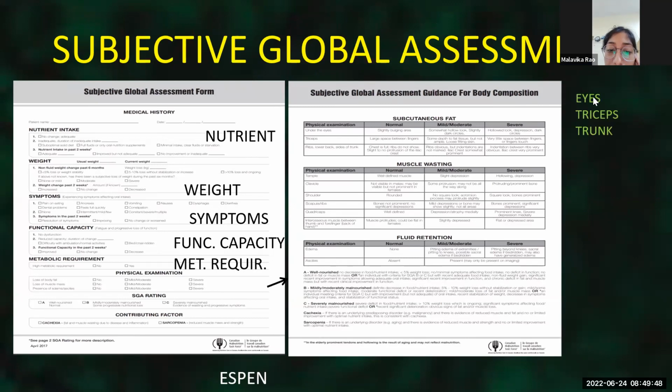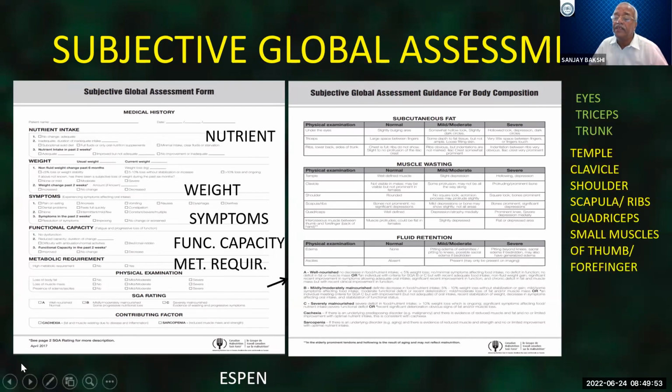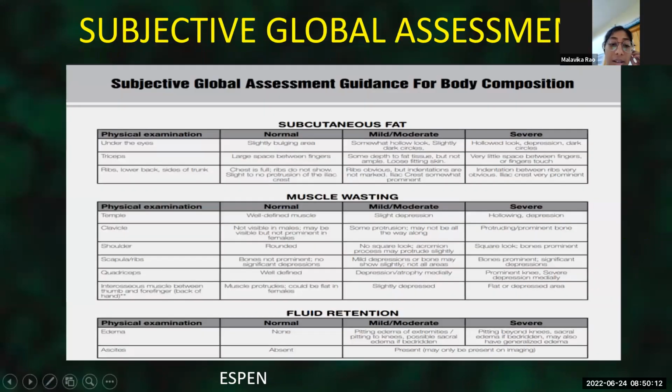You assess subcutaneous fat, and where do you see subcutaneous fat? Eyes, triceps, and trunk. Where do you see muscle wasting? We've already seen the mid-arm, but you can see it at the temple, clavicle, shoulder, scapula and ribs, quadriceps, and particularly the small muscles, the dorsum of the space between the thumb and the index finger. Okay. So these are, and fluid assessment. You're right in saying, you mentioned once, how do you assess proteins? You assess it either by edema or the presence of ascites. Okay, so that's the subjective global assessment.